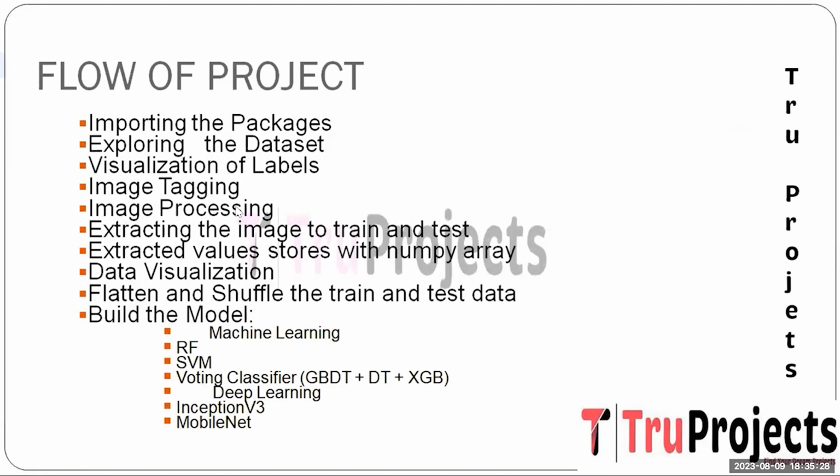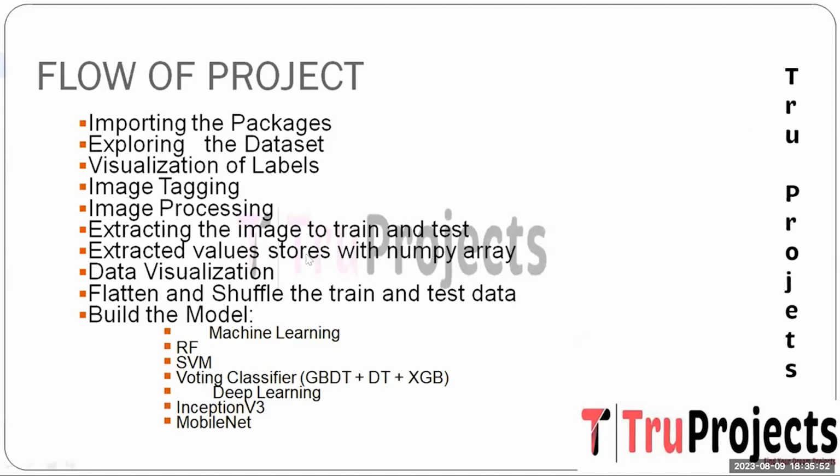And the next step is image processing. Images undergo pre-processing steps such as resizing, normalization, and noise reduction to prepare them for model training and analysis. And the next step is splitting the images into train and test. The data is split into training and testing subsets, allowing the model to learn from a portion of the data and evaluate its performance on the other.